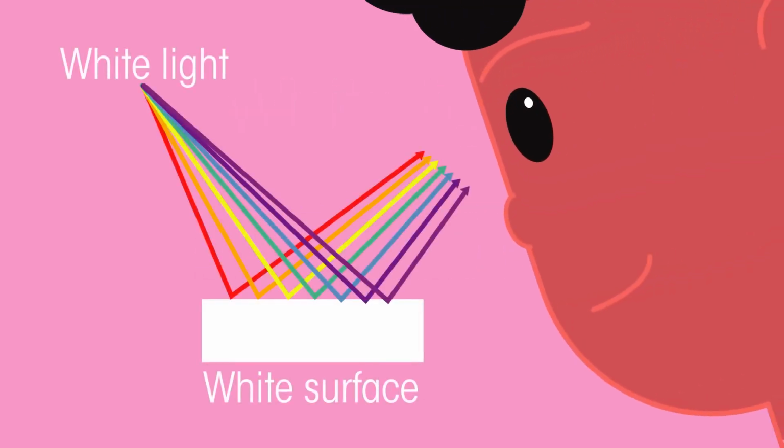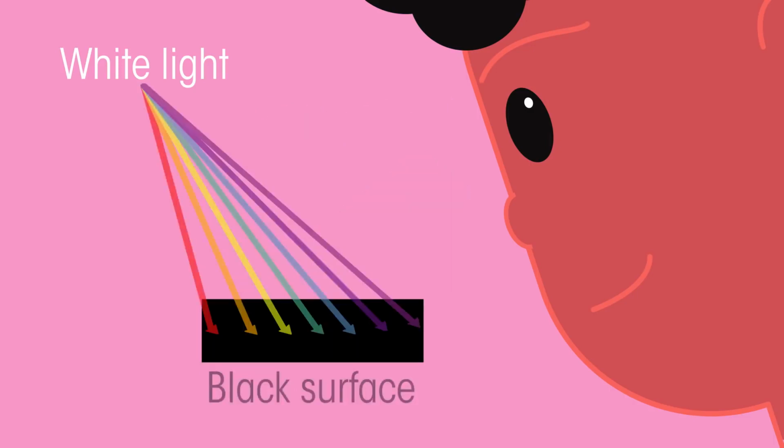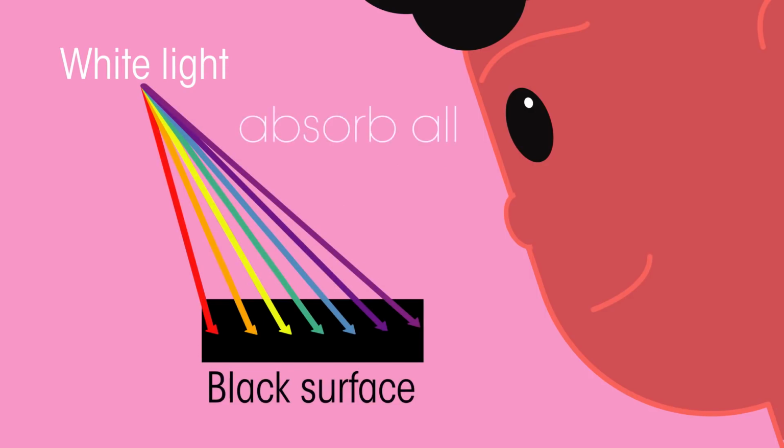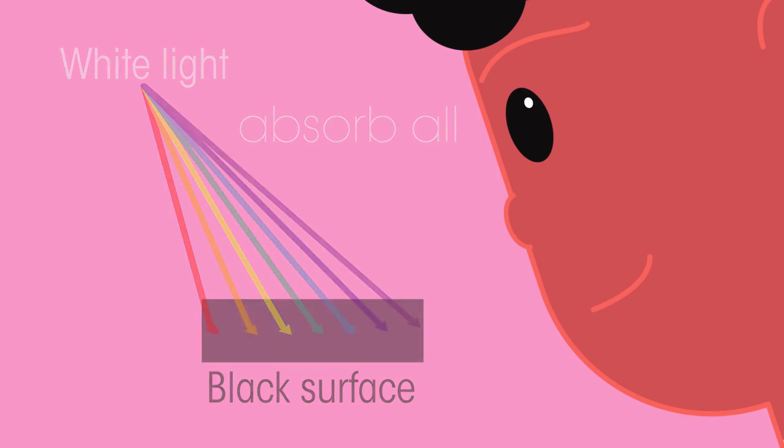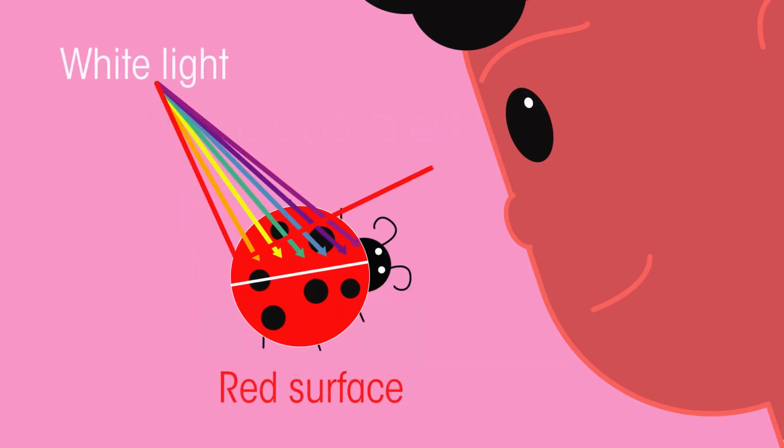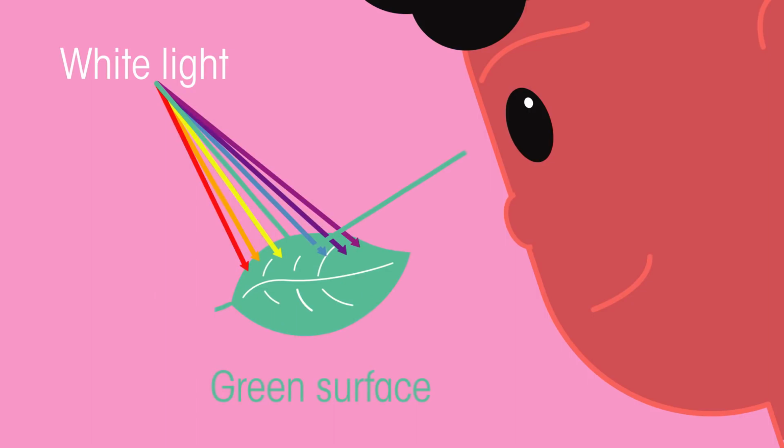White objects reflect all the light that hits them and absorb none. Black objects reflect none and instead absorb all the light that hits them. A red object absorbs all the wavelengths except the red, which is reflected. And a green object absorbs all the wavelengths except the green, which is reflected.